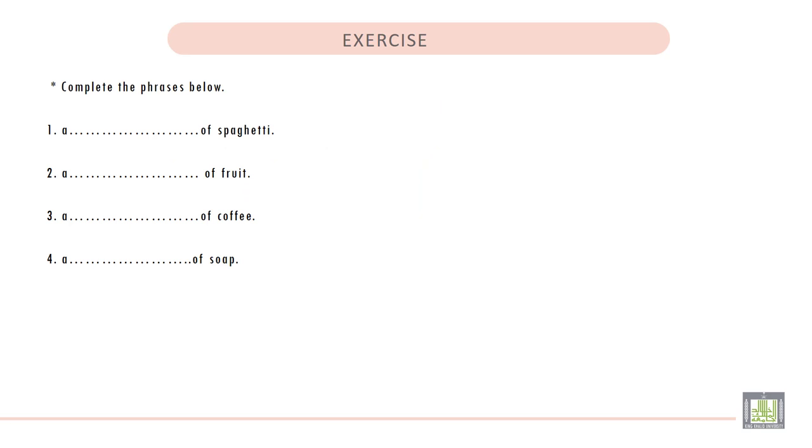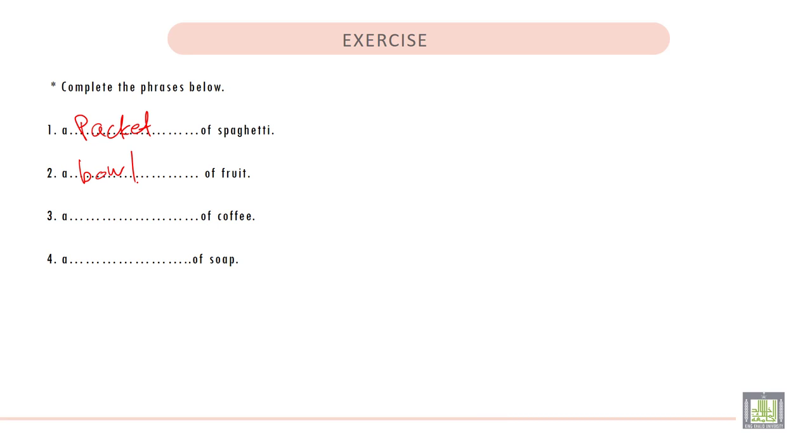Exercise. Complete the phrases below. 1. A blank of spaghetti. The correct answer is a packet of spaghetti. Number 2. A blank of fruit. The correct answer is bowl of fruit.